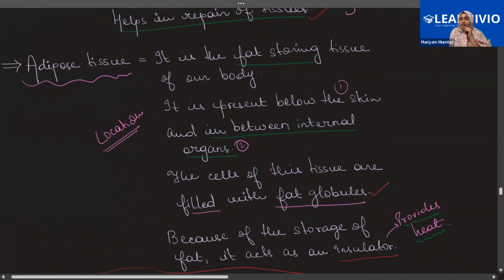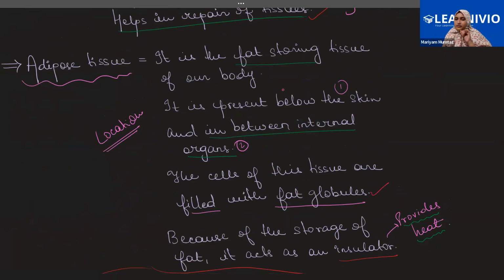Then comes adipose tissue, which is the last connective tissue. The adipose tissue is the fat storing tissue, meaning it is responsible for storing the fat. And where is it present? It is present just beneath the skin. Apart from that, it is also present in between the internal organs. The cells of this adipose tissue are filled with fat globules. That is why they are the fat storing tissue.